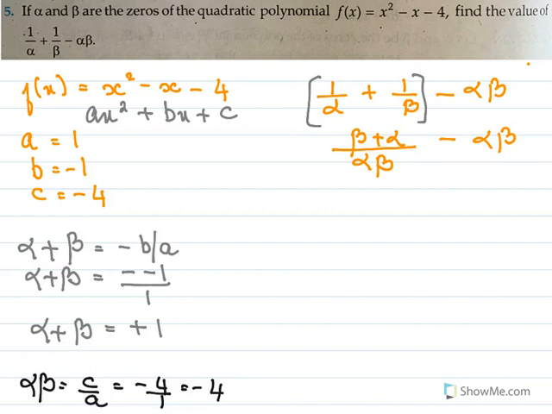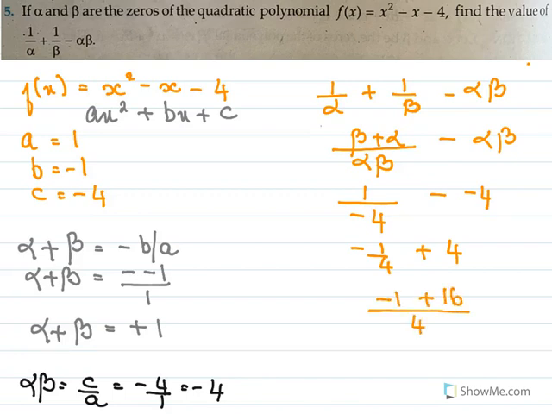Now we put our values. Alpha plus beta here we see is 1. So the numerator is 1, over alpha into beta, minus 4. Minus alpha into beta is minus, minus 4. So minus 1 by 4 plus 4. LCM is 4, minus 1 plus 16. It will be 15 by 4. Hope you know why this is 16. Because here it's over 1, so into 4 into 4. The LCM is 4. So this will be 15 over 4 is the answer.